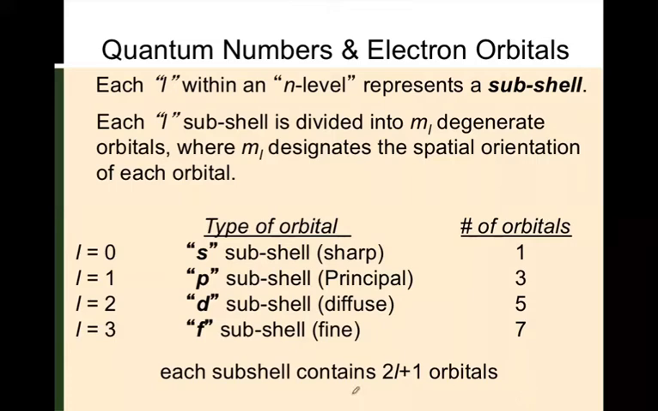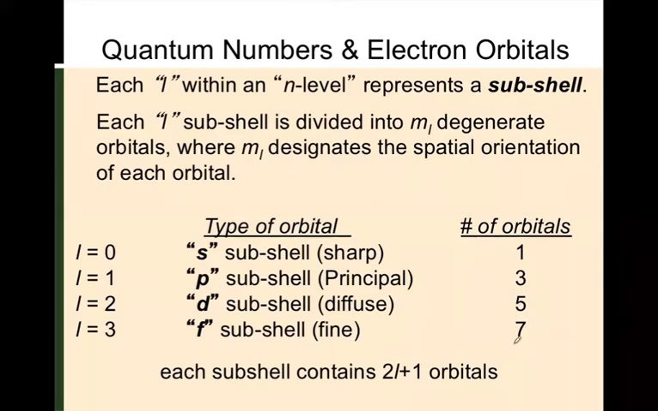Okay. So the type of orbital here: L is equal to 0, the S subshell, sharp, so the number of orbitals is 1. L is equal to 1, the P subshell, principal, so the number of orbitals here is 3. L is equal to 2, this is the D subshell, diffuse, the number of orbitals is 5. And L is equal to 3, the F subshell, fine, the number of orbitals is 7.